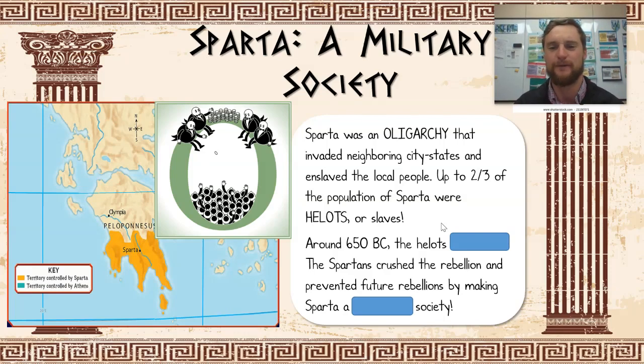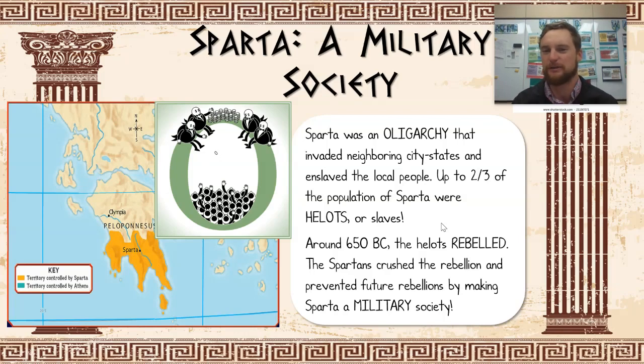In around 650 BC, the Helots rebelled. The Spartans crushed the rebellion and prevented future rebellions by making Sparta a military society. Although Sparta was already a military society, they increased their control because they just had a rebellion. I mean, 2/3 of the people rebelled. So they're going to make it a little bit more strict.